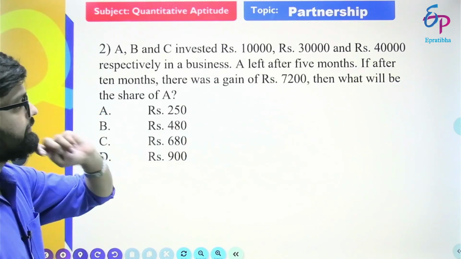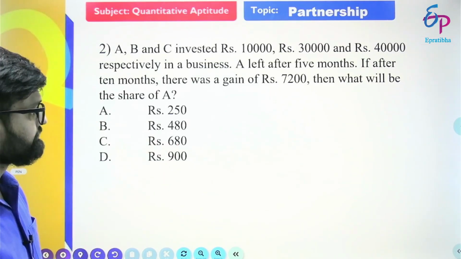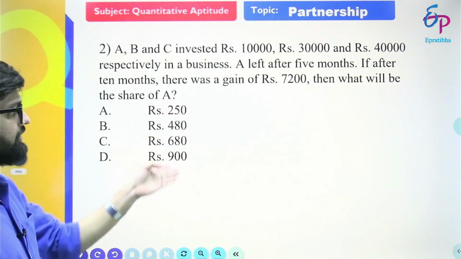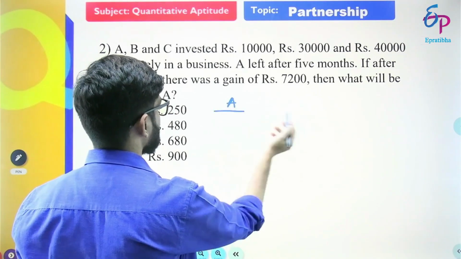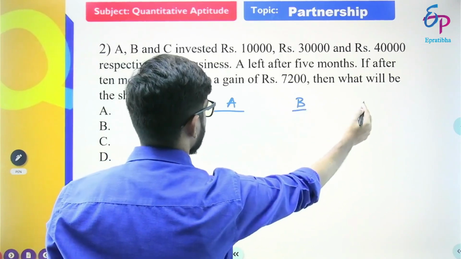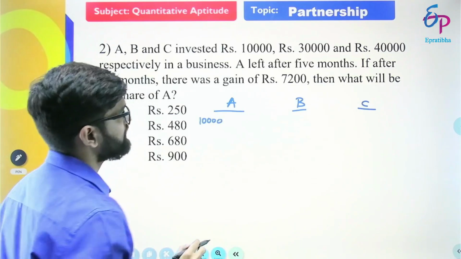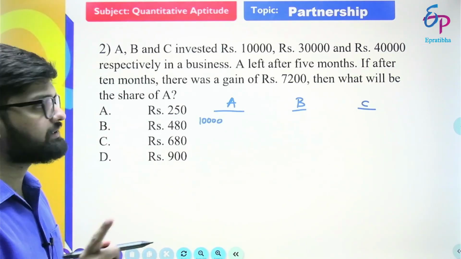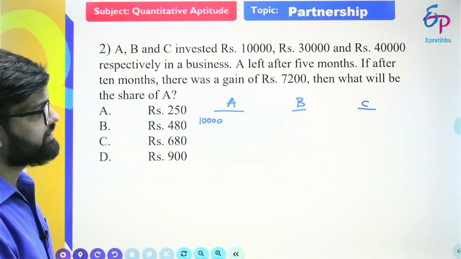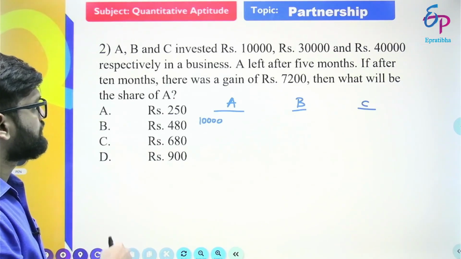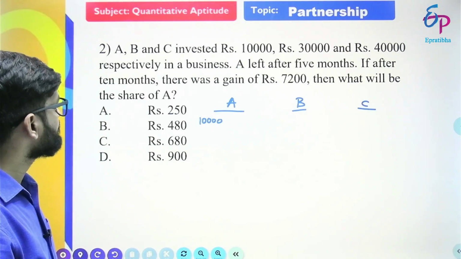I think this is believable. But here also, 7,200 means any one of these can be possible. It is A, B, C I have taken. Now A is investing 10,000, B is investing 30,000 and C is investing 40,000 respectively in a business. A left after 5 months. If after 10 months there was a gain of 7,200, then what will be the share of A?